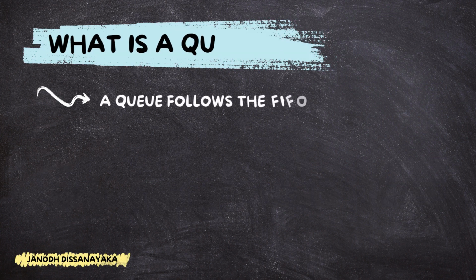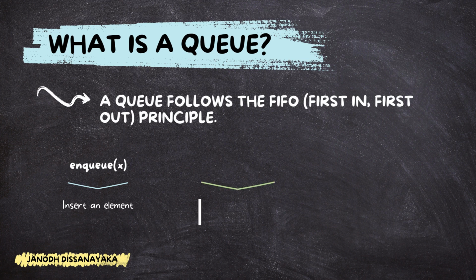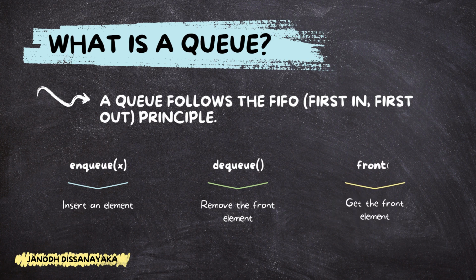Main operations in a queue. Enqueue. Enqueue is used to insert an element to a queue. Dequeue. This operation is used to remove the front element of a queue. Front. This is used to get the front element of the queue.